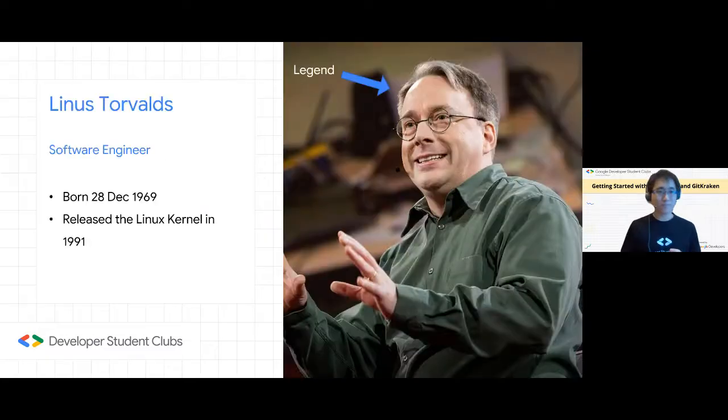Okay, so let's look at this person. This person is called Linus Torvalds. He's a software engineer. He's a Finnish. And then he's born 28th of December 1969. He released the Linux kernel in 1991. So basically, the Linux kernel is free and open source software that powers more than 95% of the internet, also powers all of your Android phones. And yeah, this is Linus Torvalds of the Linux kernel, not Linus Sebastian of Linus Tech Tips.